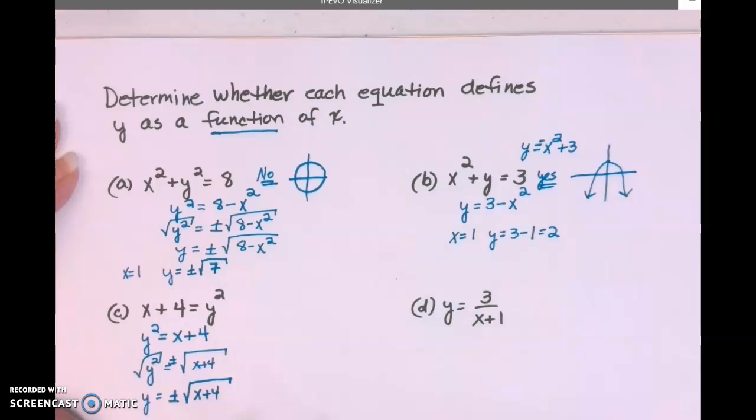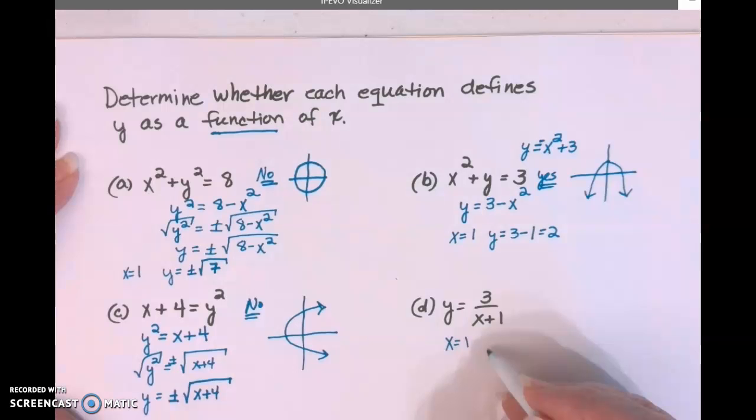And our last one is a rational function, because it's a fraction. It's already solved for y. Y equals 3 divided by x plus 1. So we just think, if I put a value of x equals 1 in, how many values for y? What are the outputs for that? I would have 3 over 1 plus 1, which would be 2. So when I put in one x value, I get out one y value.